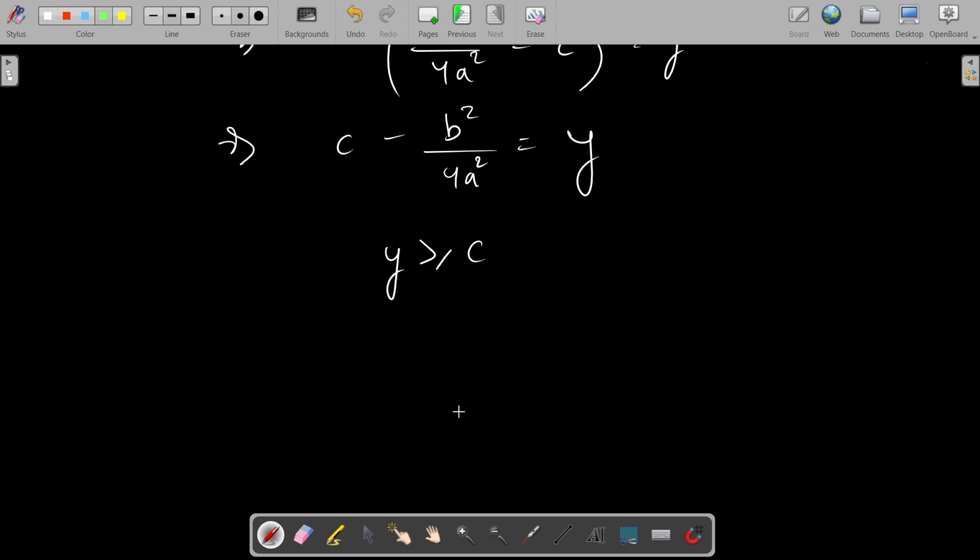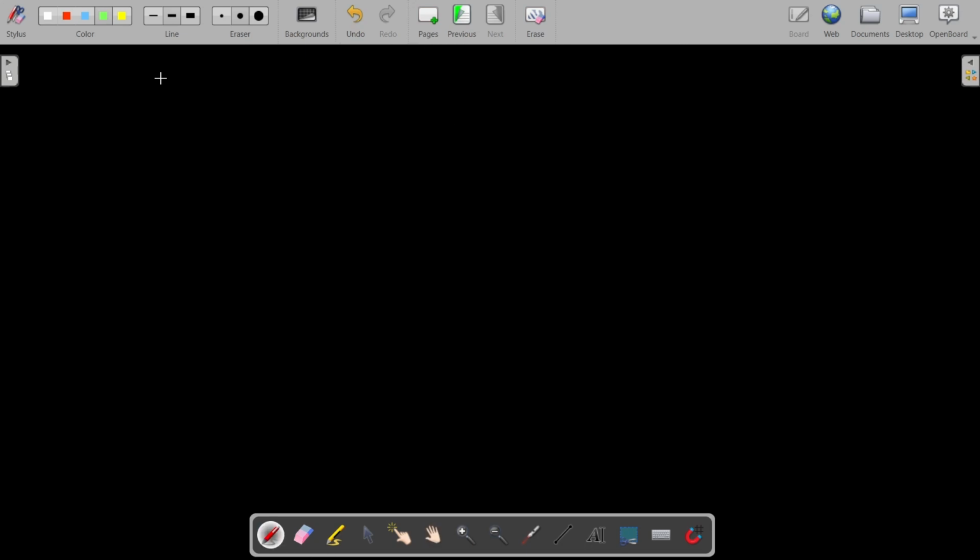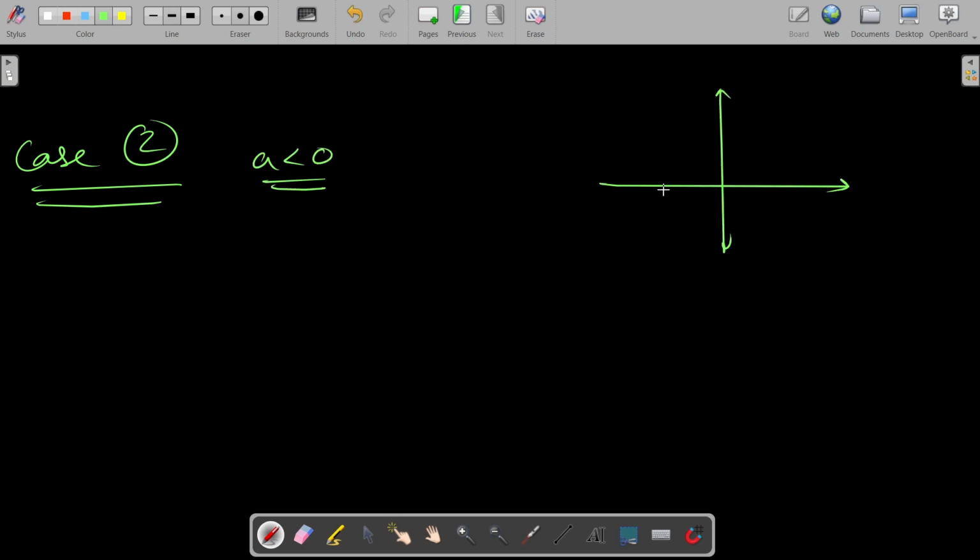Now moving to case number 2. Case 2, a is less than 0. The graph is going to look like this, and the coordinates will be alpha comma 0, beta comma 0, and the maximum point. We'll have a maximum point over here, no minimum point. Maximum point, or in general vertex.